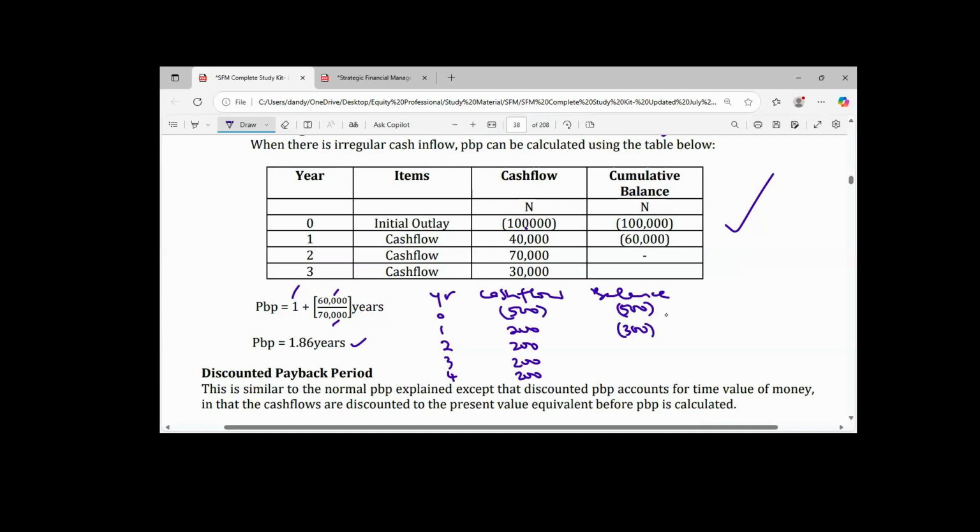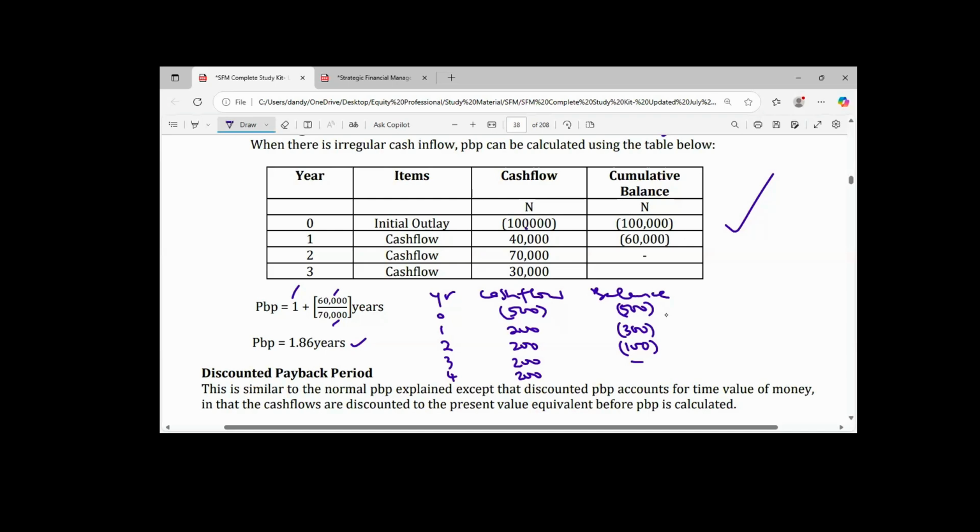Then 300 minus 200 will give us a balance of 100 million at the end of year 2, which means that the company has recovered 400 million out of the 500 million. So the company has 100 million naira to recoup from the project. You will notice that 100 million naira is lower than 200, which is the next one. So you put a dash, then you calculate your payback period.